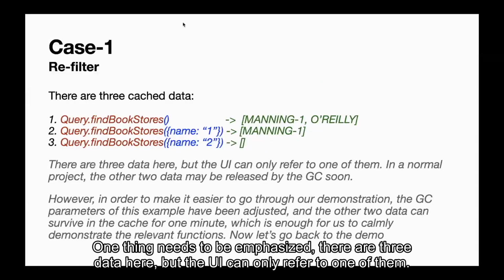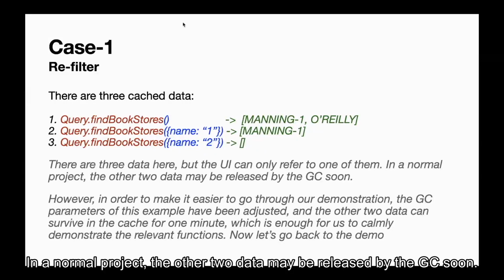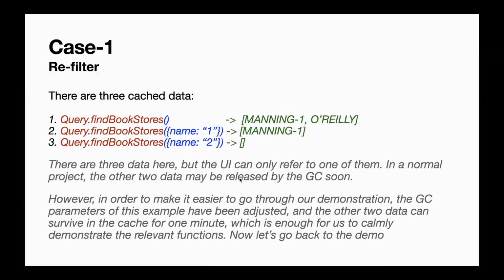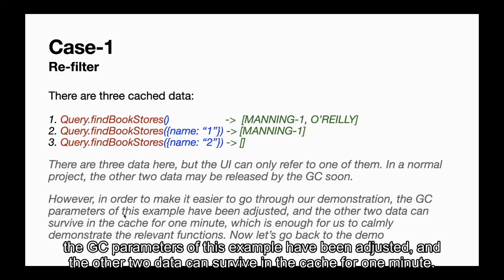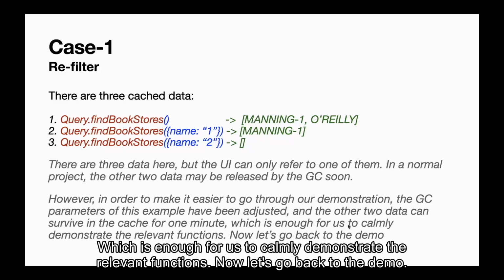One thing needs to be emphasized. There are three data here, but the UI can only refer to one of them. In a normal project, the other two data may be released by the GC soon. However, in order to make it easier to go through our demonstration, the GC parameters of this example have been adjusted, and the other two data can survive in the cache for 1 minute, which is enough for us to calmly demonstrate the relevant functions. Now let's go back to the demo.